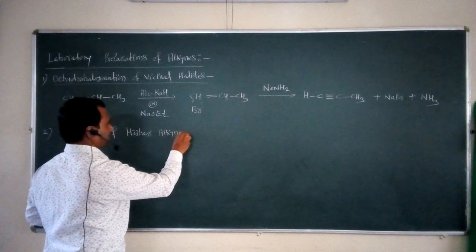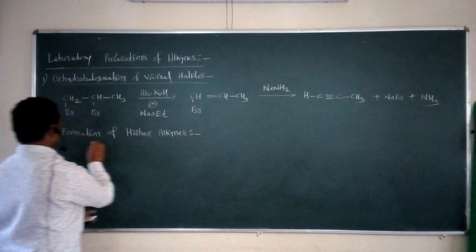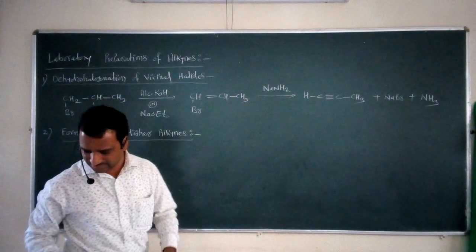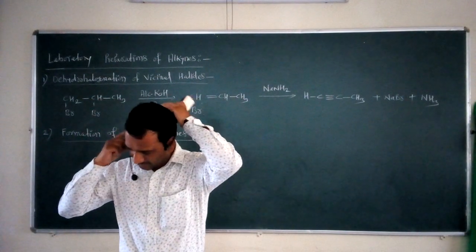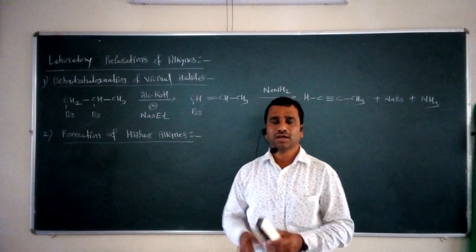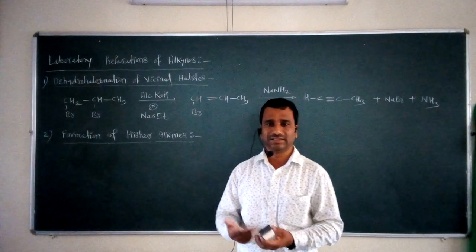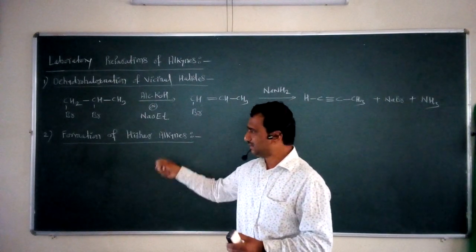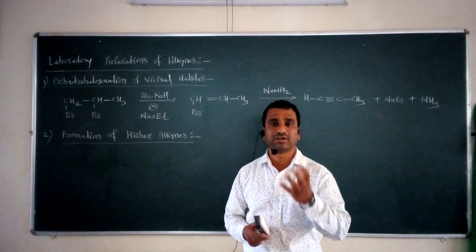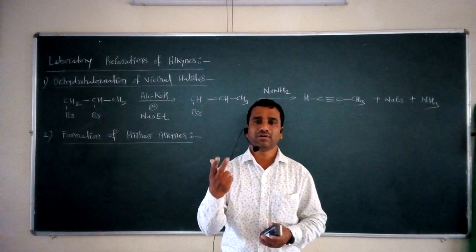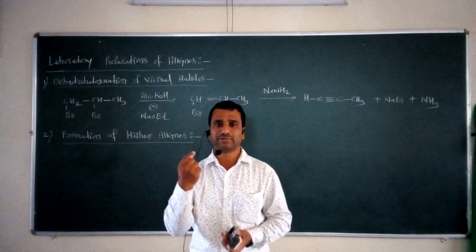Formation of higher alkynes. This is the second laboratory method of preparation of alkynes, called the formation of higher alkynes. If you want to form higher alkynes, how do you form them? For this purpose, in this second laboratory method, we have to take an acetylene molecule, the first example of the alkynes.